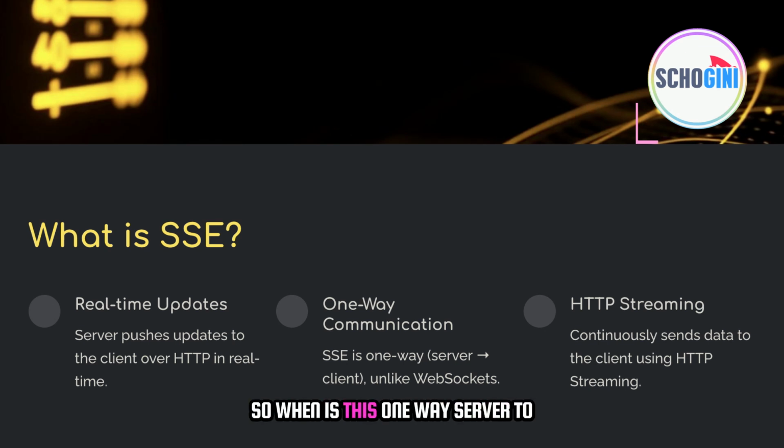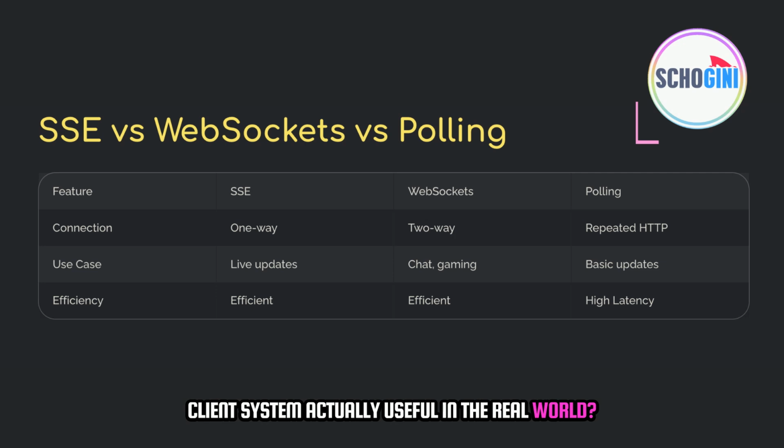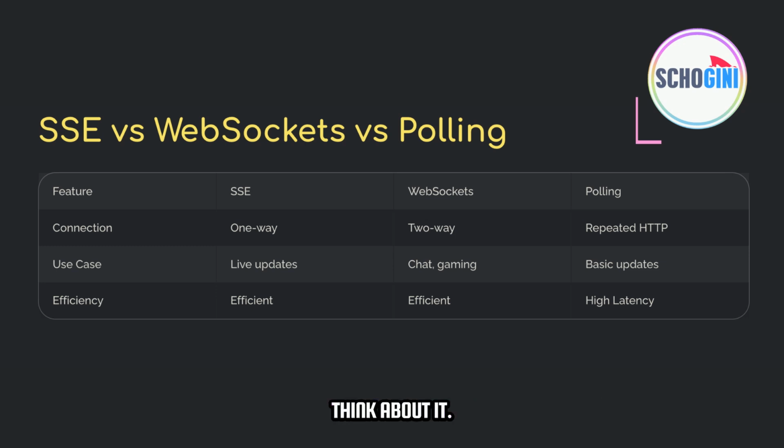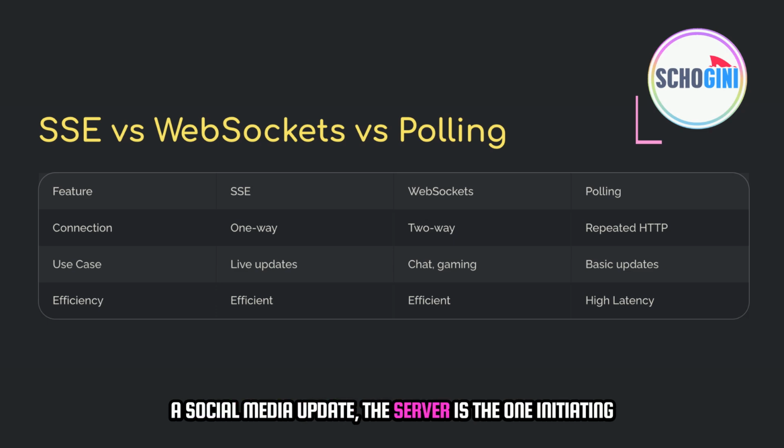So when is this one-way server-to-client system actually useful in the real world? You know those live dashboards that show things like website analytics or sensor readings from a device, or even those live sports scores we talked about? Those are great examples. The server knows when those numbers change, and it needs to instantly push those updates to everyone who's watching. Real-time notifications are another perfect use case. Think about it. When you get an alert for a new email or a social media update, the server is the one initiating that push to your device, often using technologies like SSE.